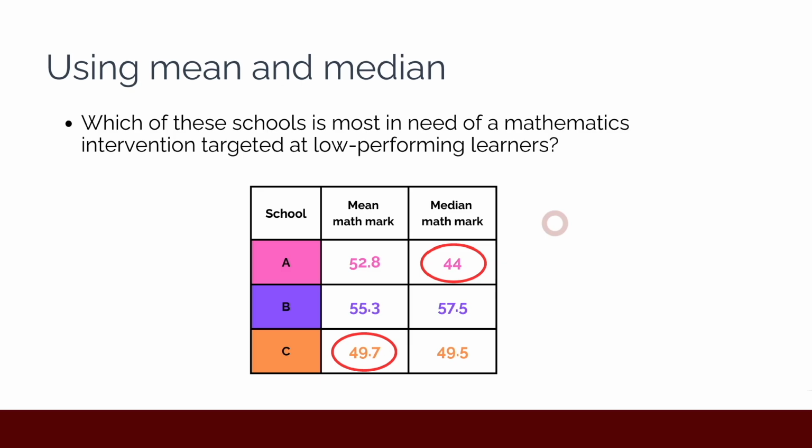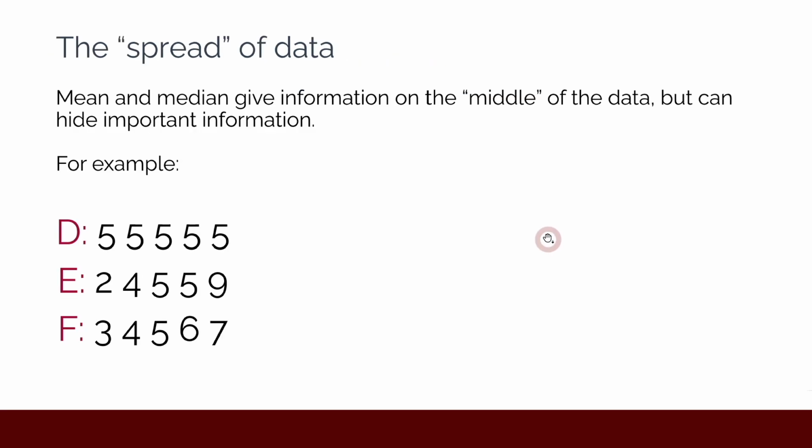So even though this is useful, it doesn't necessarily tell us how the marks are distributed or where they lie. So we know that half of the marks in school A, for example, are less than 44, but we don't know how much less than 44 they are. This is where we want to start to look at some additional information which tells us about the spread of data.